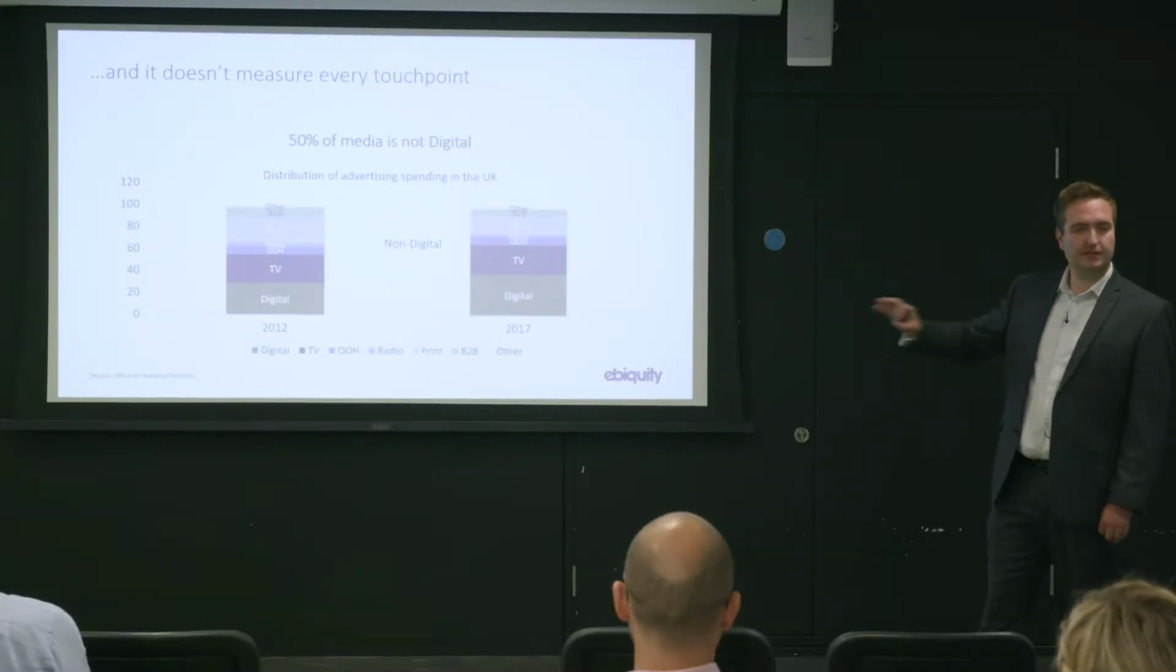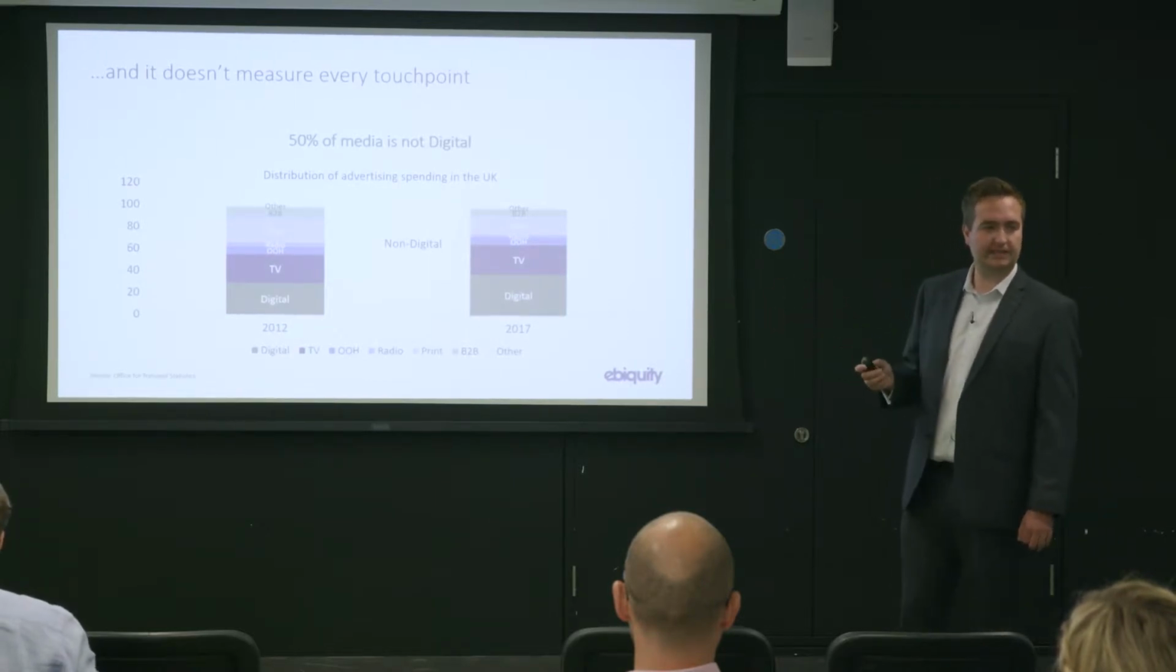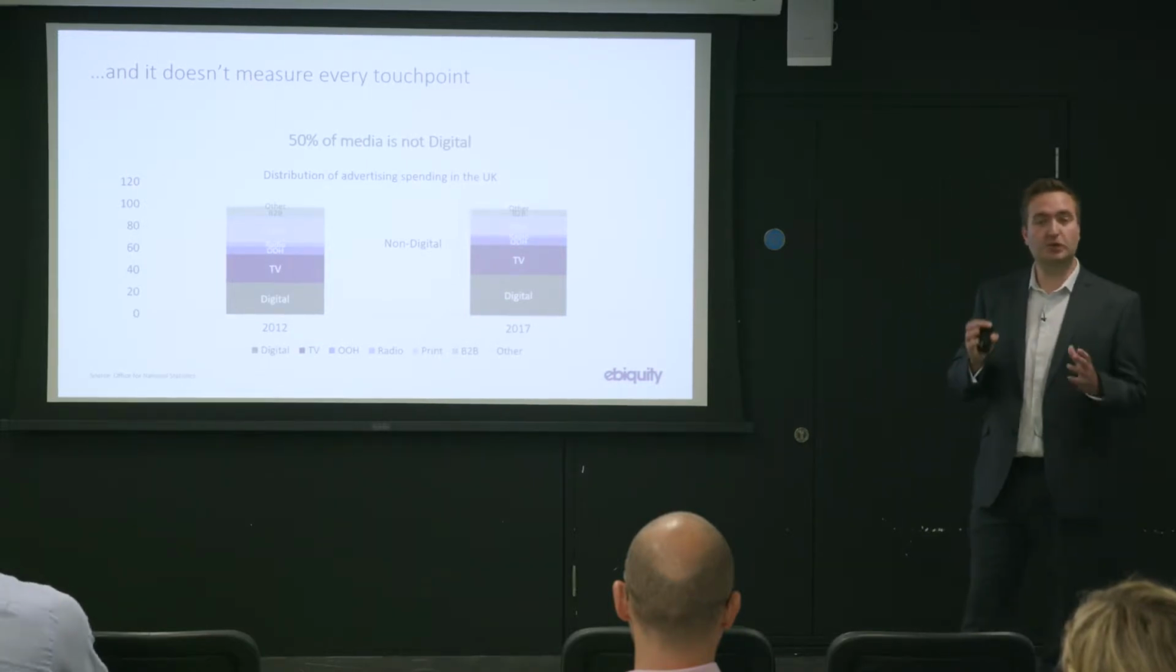Well, we've mentioned 50% of budget is on digital. So how are we measuring the other 50%? Digital attribution isn't accounting for the other 50%. It is purely focused on the digital activity. Therefore, we are making uninformed decisions because the credit is not being properly distributed.